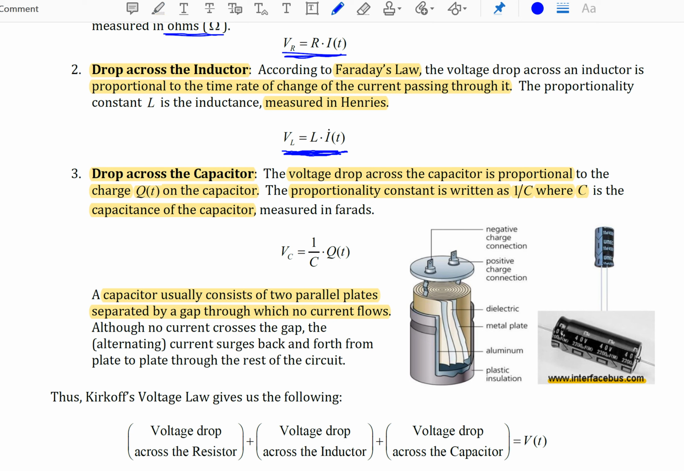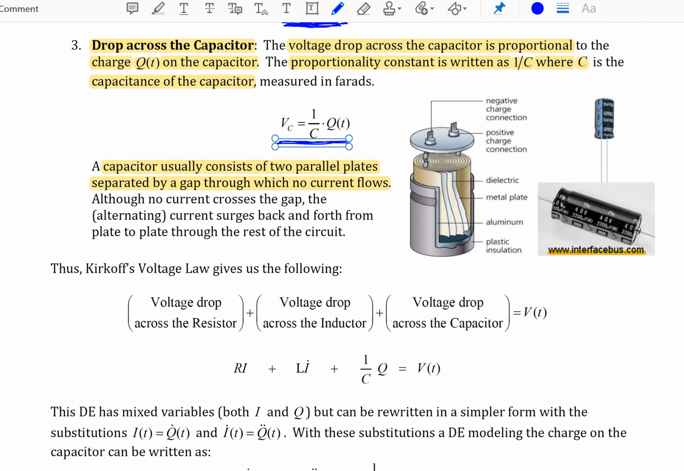If we want to model this voltage drop across your capacitor, it's again proportional to the charge on your capacitor, where 1 over C is your proportionality constant. Okay. With these three descriptions of our voltage loss, Kirchhoff's voltage law tells us that the sum of these voltage drops has to equal the input voltage that is supplied.